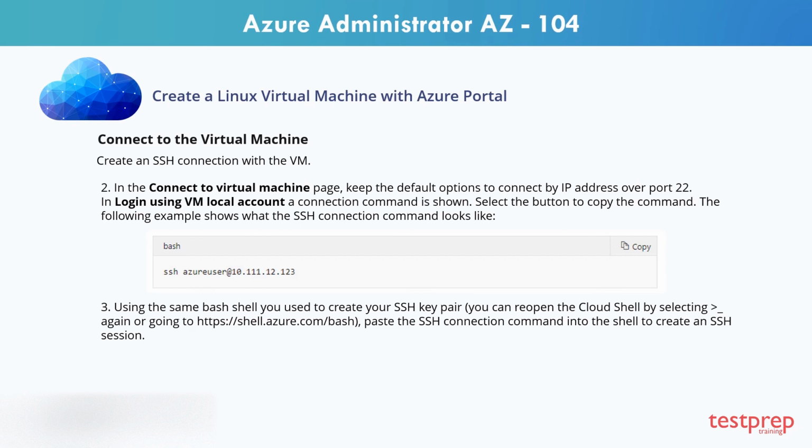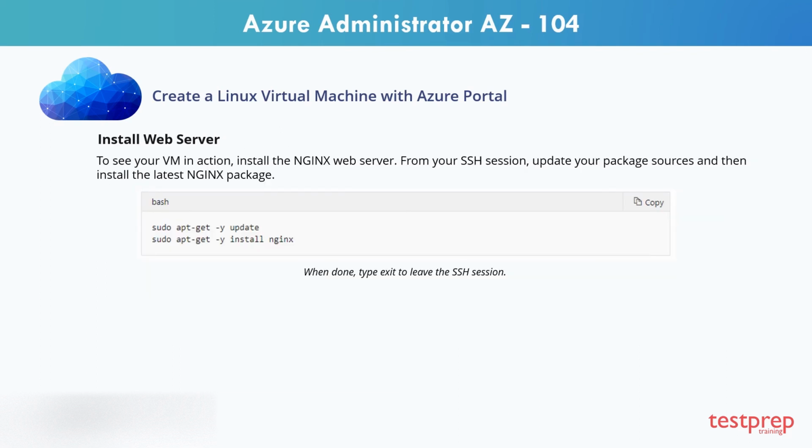The following example shows what the SSH connection command looks like. 3. Using the same bash shell you used to create your SSH key pair, paste the SSH connection command into the shell to create an SSH session. To see your VM in action, install the nginx web server. From your SSH session, update your package sources and then install the latest package.